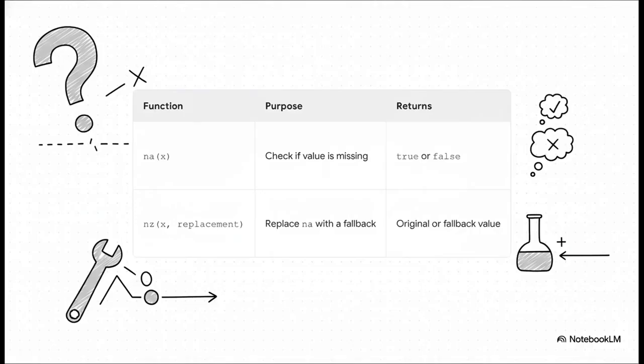Your NA toolkit basically has two primary tools. First up is the na function. It's a simple check. You pass it a value, and it tells you true if that value is NA, and false if it isn't. Easy. The second one is nz. This one is all about substitution. It checks a value, and if it's NA, it replaces it with a fallback value that you provide, like 0. If the value is fine, it just returns the original.